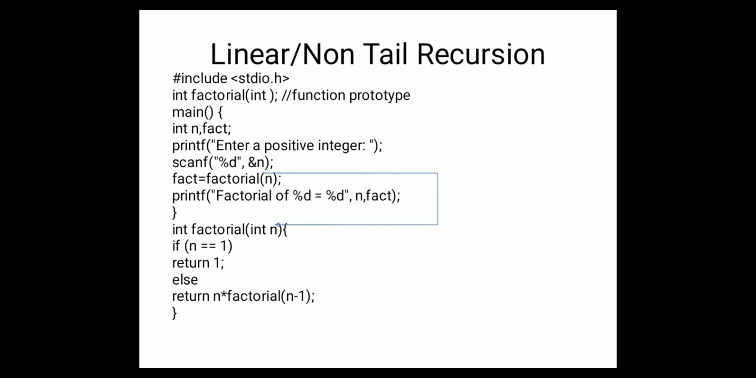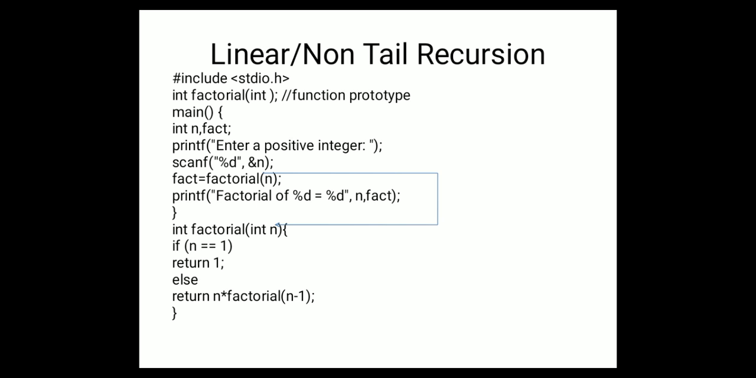So what does it mean by linear and non-tail recursion? Linear recursion is also sometimes called non-tail recursion. By the end of this explanation, you'll clearly understand what non-tail recursion means. So I have taken an example of factorial. This is a C program written for finding the factorial of a given number.